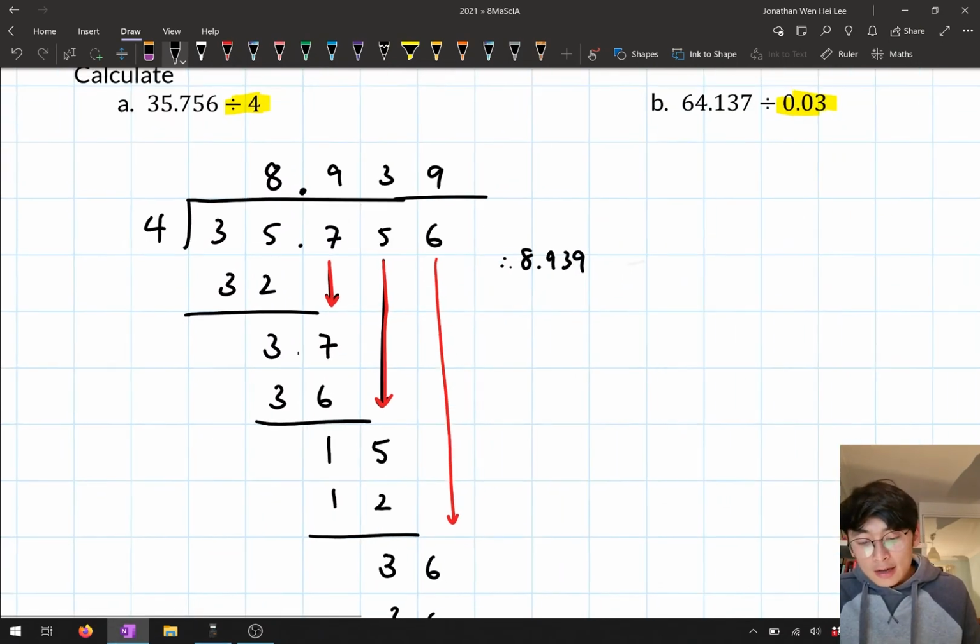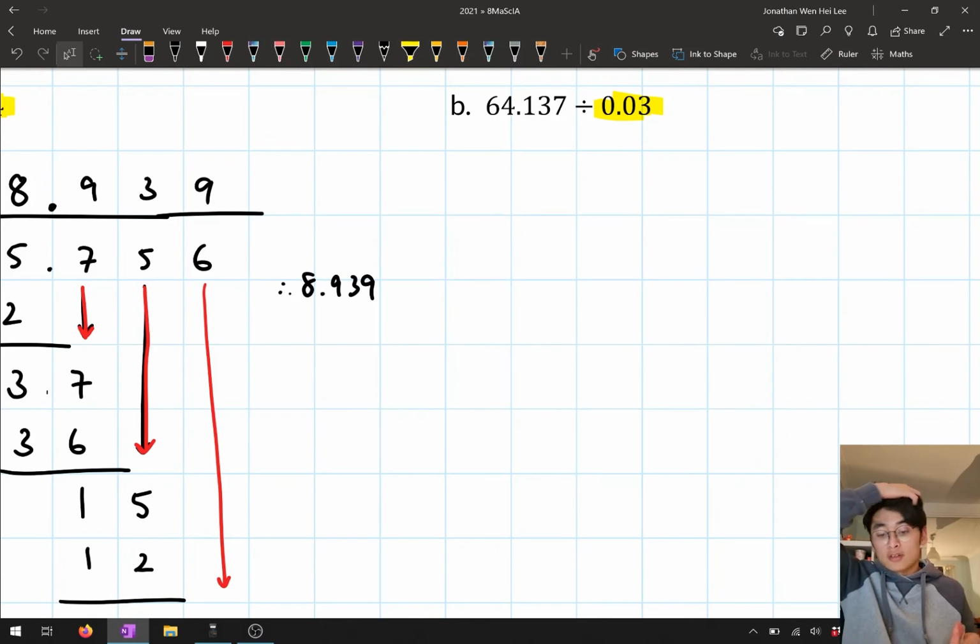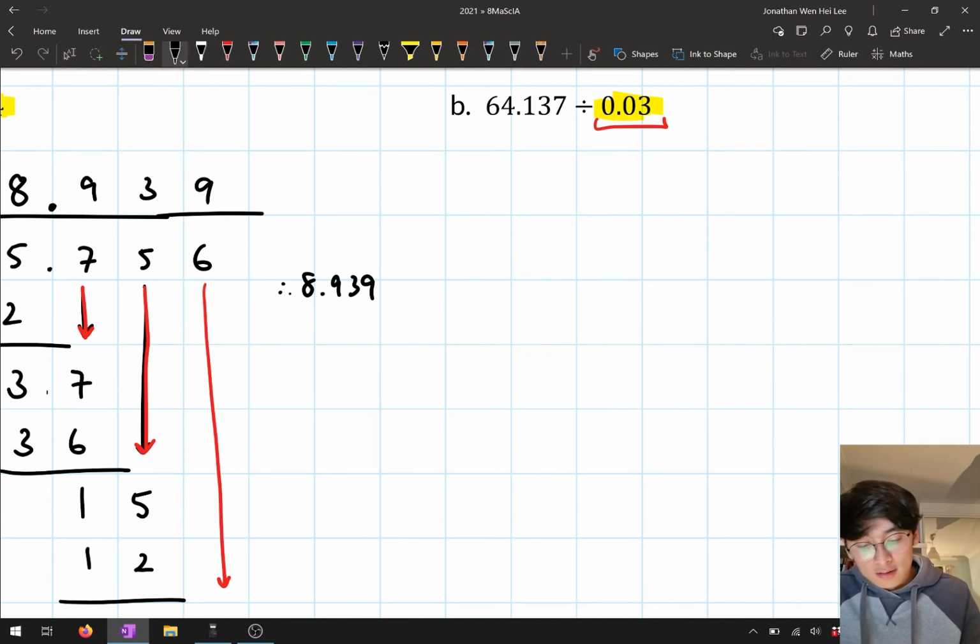Great. Okay, next example. Here, we've got 64.137 divided by 0.03. Now, this is the example that I was talking about. If we are dividing by a number that has a decimal point, we're going to redo this division, but we're going to remove the decimal point from our number here. So instead of dividing by 0.03, I'm just going to move the decimal point so that it's out of this number. This means that I'm dividing by 3. Here, to get rid of it, I need to move it to the right 2 times.